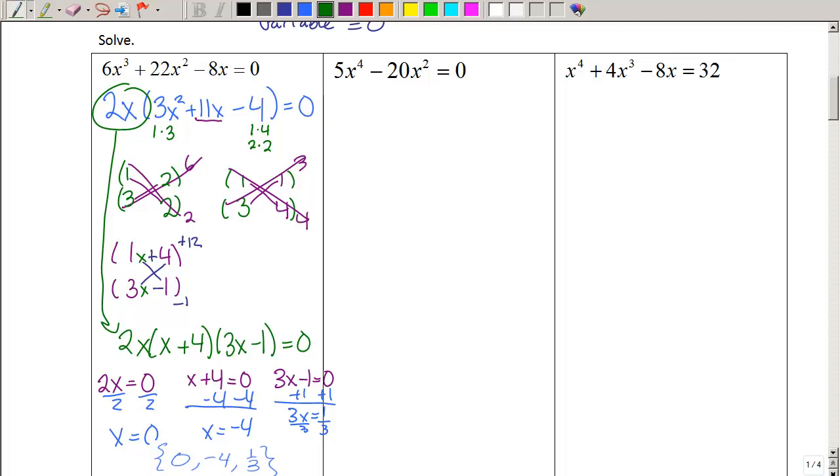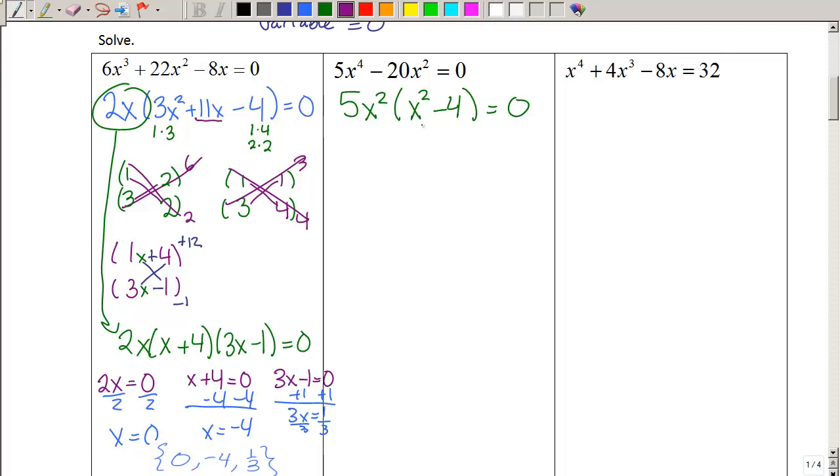My next practice problem, 5x to the 4th minus 20x squared equals 0. I'd like to factor out a GCF if I can. It looks like each of those terms can be divided by 5x squared, leaving me with x squared minus 4 equals 0. I have to be equal to 0 in order to use the zero product property.